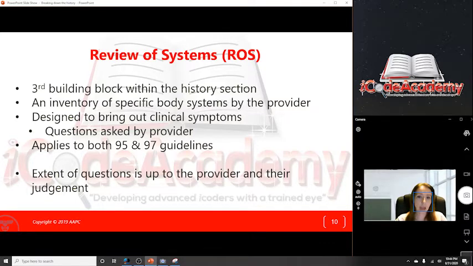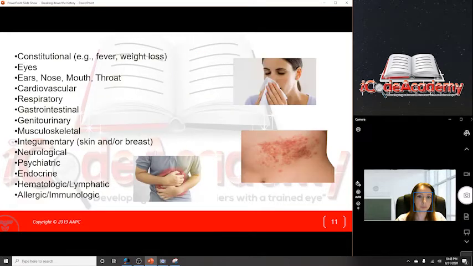Review of systems guidelines are going to apply equally to 1995 and 1997 evaluation and management. And again, I just want to reiterate that the extent of the review of systems that is documented, that medical necessity piece, is up to the provider and based on their judgment. So your role as a coder is really just to make sure that you are locating them, leveling them, and counting them up correctly. So let's take a look at those.